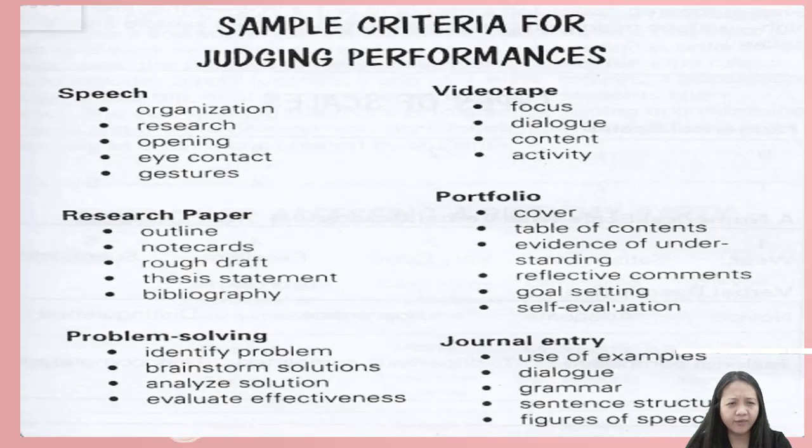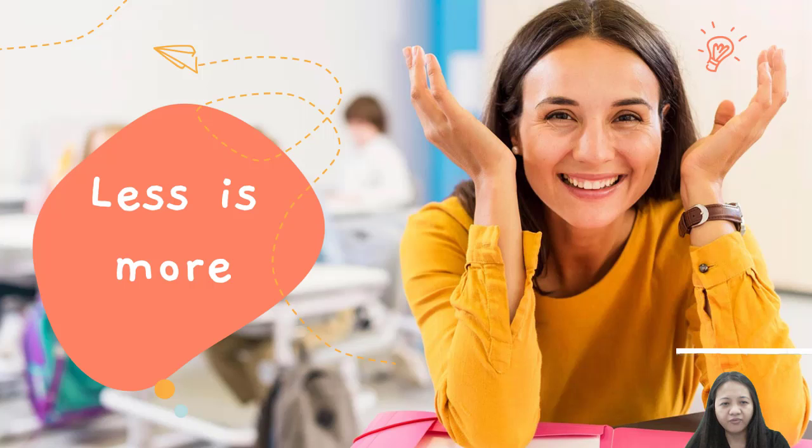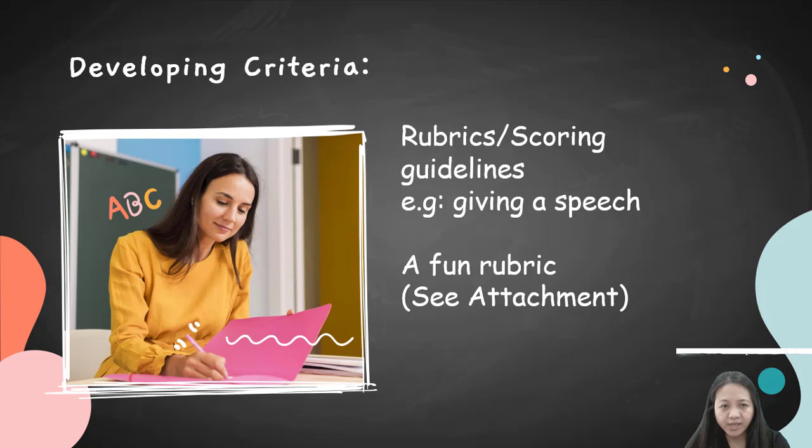For speech, you can have the organization maybe, or the research, or opening, how's the opening, and then eye contact, and then gestures. And if you want to have the problem solving, you can judge their identifying problem, brainstorm solutions, analyze solution, and maybe evaluate effectiveness. These are the examples of the criteria for rubrics that you can have. And then go back to the next one.